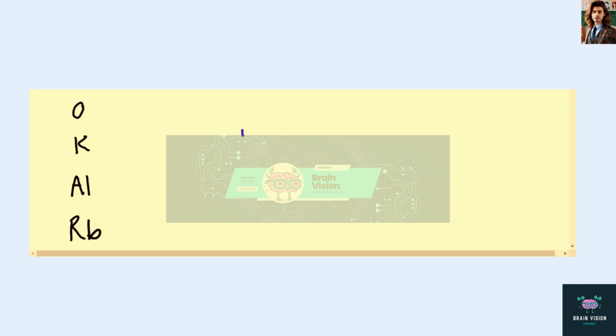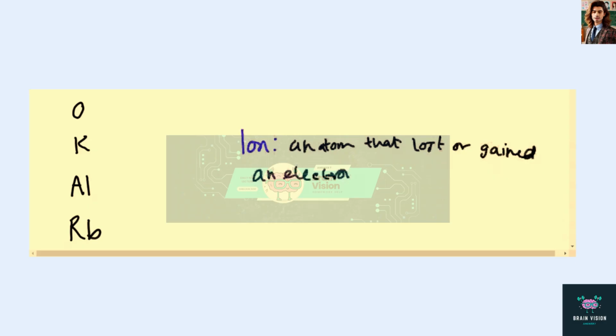An ion is an atom that lost or regained an electron, right? And if an atom lost an electron, for example, Na+, the plus indicates that it lost an electron. So we would call this a cation because it has a positive charge. And for example, F-, the negative indicates that it gained an electron, and we would identify it as an anion.